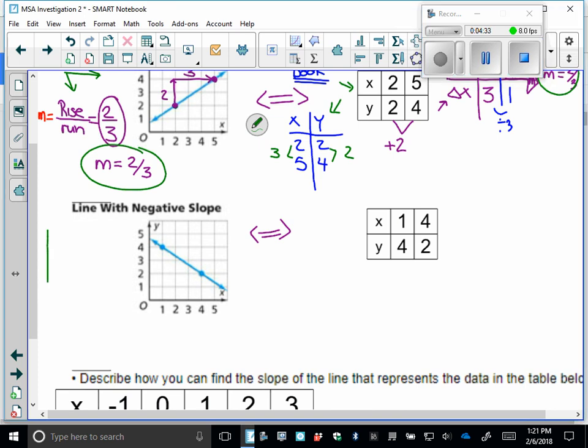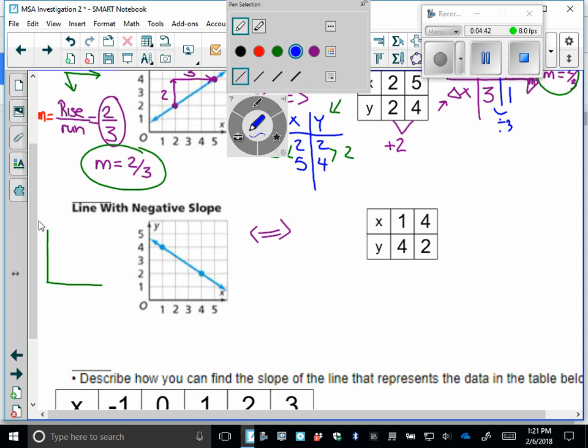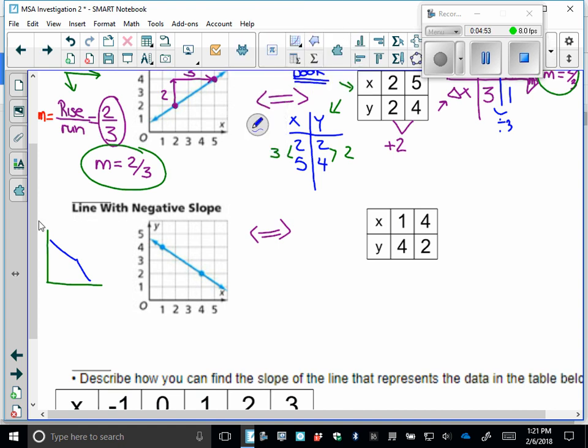What you might see as problems get more complicated is 2 different lines connected, but we aren't there yet. You might see a line like this, and then it might get steeper. Then you'd have 2 different slopes, because for each line section, there's just one slope. So once the steepness changes, you're going to get a new slope. But if it's a smooth line, just one line, not two pieced together, you're just going to have one slope.